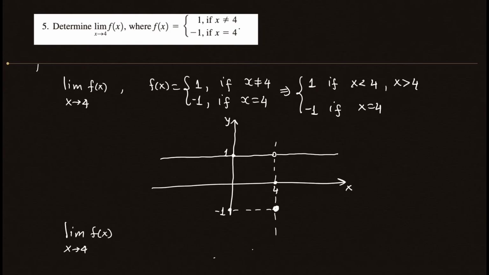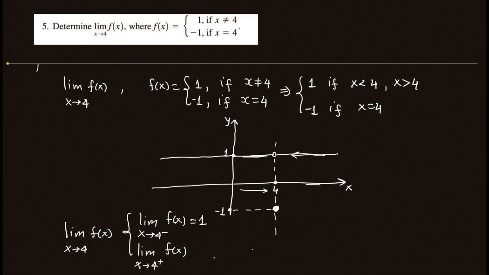So if you are solving for the limit as x approaches 4, I have to evaluate the limit from the minus side and the limit approaching from the positive side. And then if they get the same value, that's the answer. If I approach from this side, I get the value 1 as x approaches 4. And if I approach from this side, the value is also 1. That means the limit as x approaches 4 of f(x) equals 1.